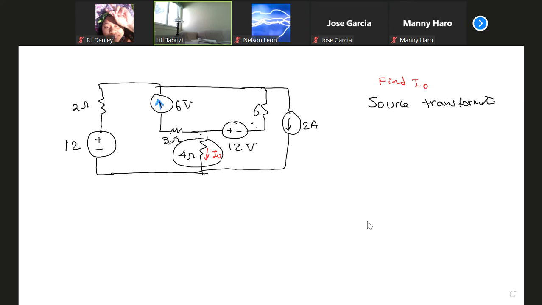6 volt divided by 3 ohm, 6 divided by 3 equal to 2 amp. And then I take this 3 ohm from here and connect it in parallel. The voltage source becomes a current source, 6 divided by 3 equal to 2 amp. Any question?